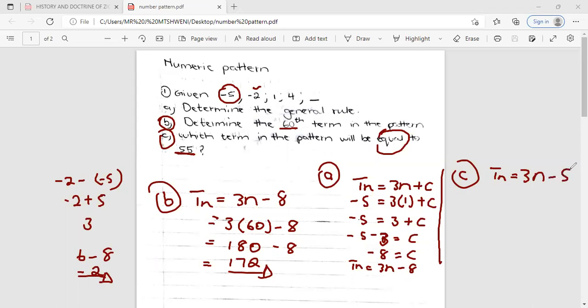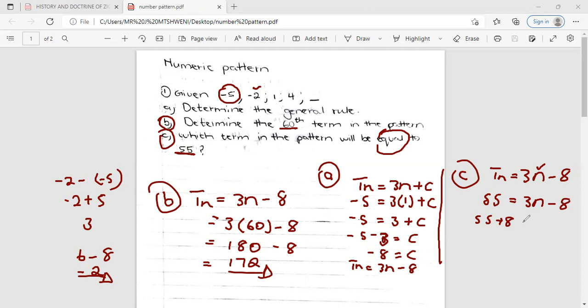3n minus 8. Which term in the pattern will be equal to 55? So equal to, in other words, they are looking for this value n. Whenever there's an equal sign, on the other side of the equal sign, we write 55 like this. I'm going to say 55 equals to 3n minus 8, because it's equal to. So we're looking for the value of n. So from here, you group like terms. Say 55 plus 8. When you take 8 to the other side, it will be positive.